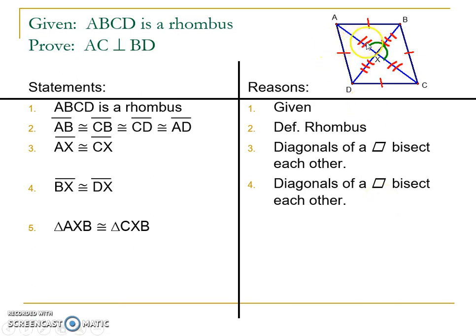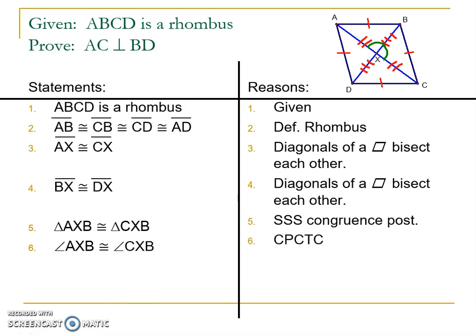Next we're going to write triangle AXB is congruent to triangle CXB, right here. So we're going to write the SSS congruence postulate. Right here you have side, side, side. They are congruent. Therefore, this angle AXB and CXB are congruent because of CPCTC.